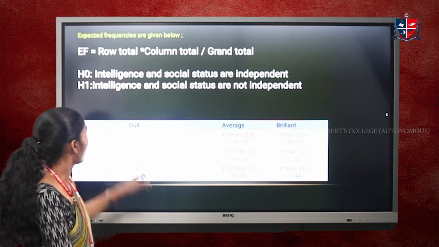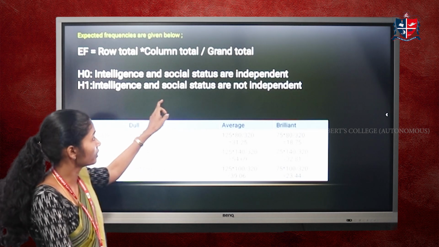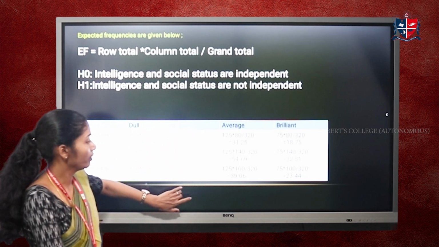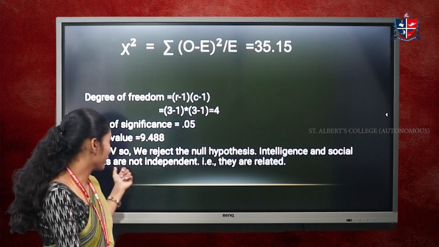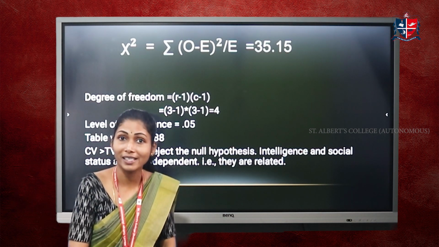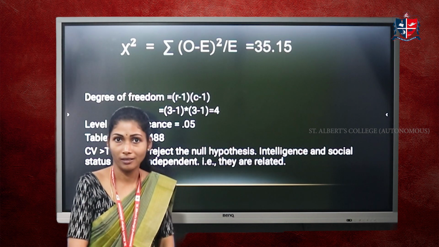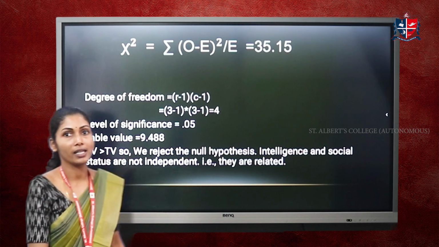That means the alternative hypothesis, that is H1. That means intelligence and social status are not independent. That means the two attributes, intelligence and social status, are not independent. That means they are related and they are dependent. Okay. This is the final answer for this question.